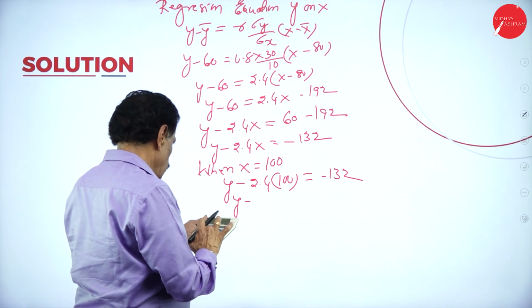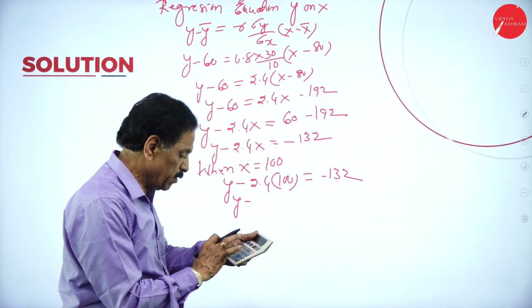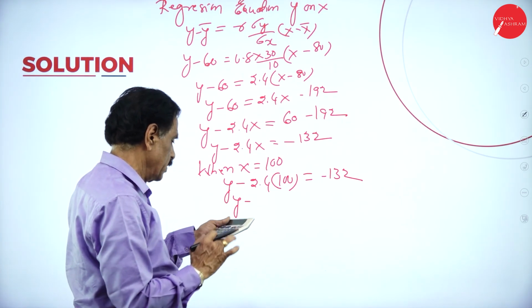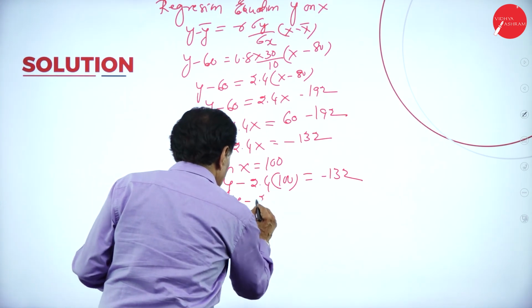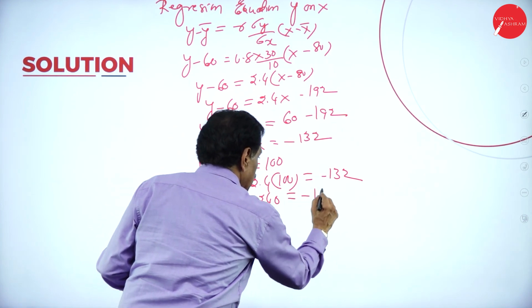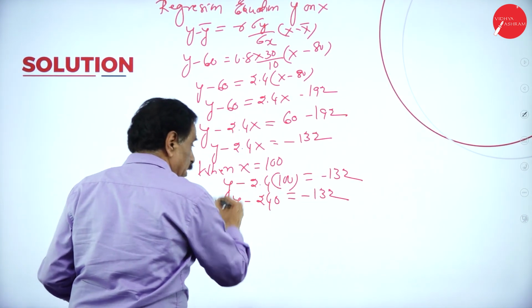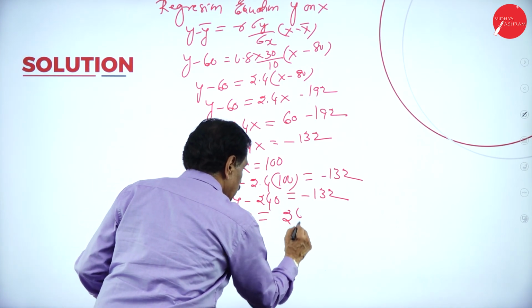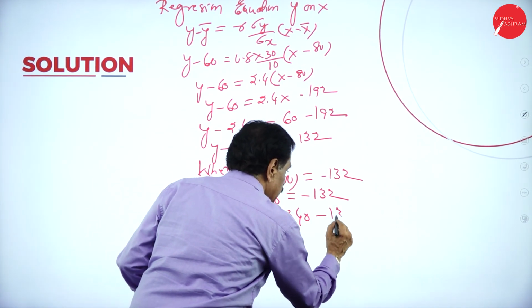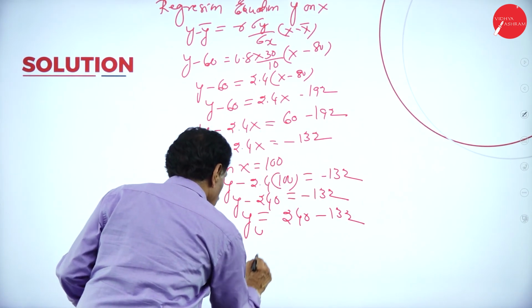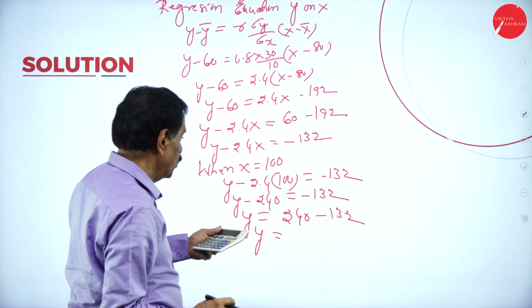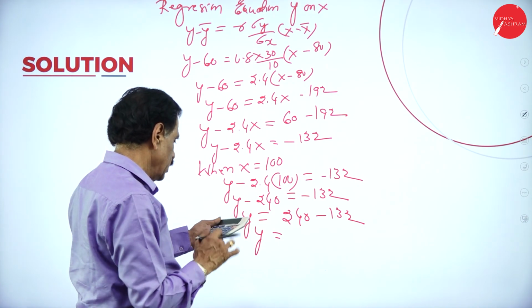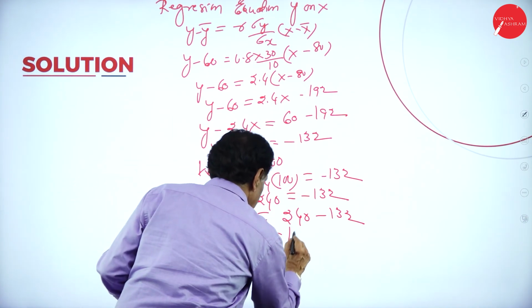So 2.4 into 100 is 240, minus 132. You take minus 240 that side. Y is equal to 240 minus 132. Y is equal to 108.